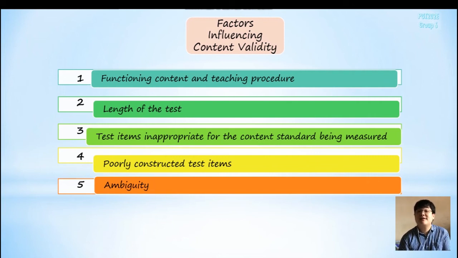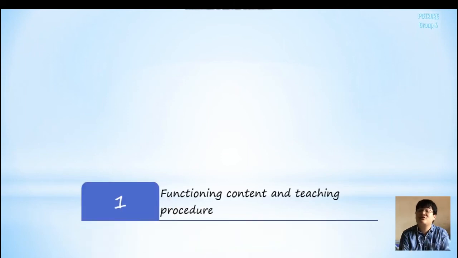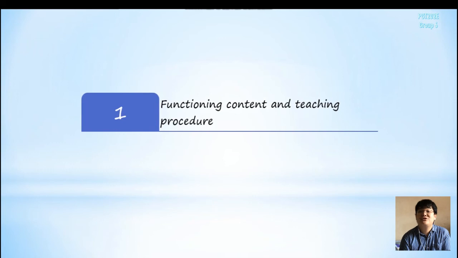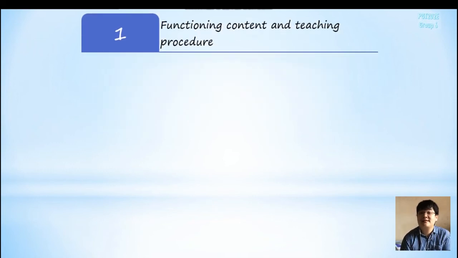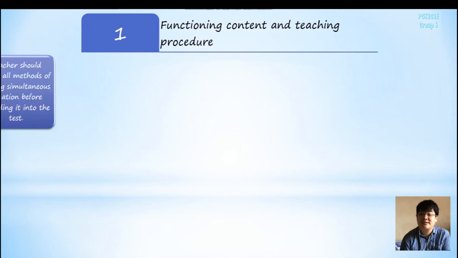When constructing a test item, the teacher must make sure that the content area is fully taught before including it in the test. So the content validity cannot be only determined by the table of specification, which determines whether the representative sample is suitable for the examination to be held. But we also have to make sure that the content is well taught to the students first.